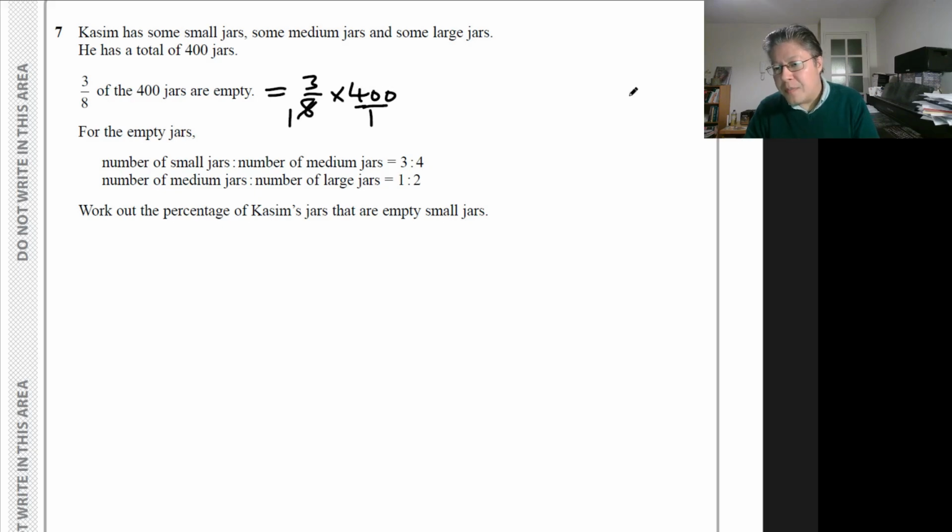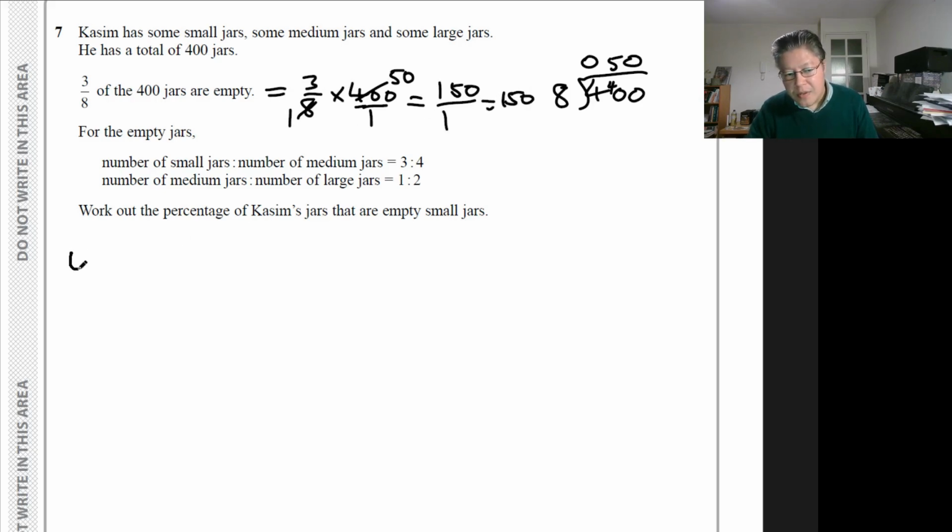And the 400 divided by 8, we can do on the side over here. 8 into 4 doesn't fit, so remainder 4. 8 into 40 goes in 5 times with no remainder. And 8 into 0 goes in 0 times. So that becomes a 50. There's nothing left to cancel, so we can multiply the numerators. 3 times 50 is 150, and 1 times 1 is 1. So that's 150. So the empty jars equal 150. There's 150 empty jars.